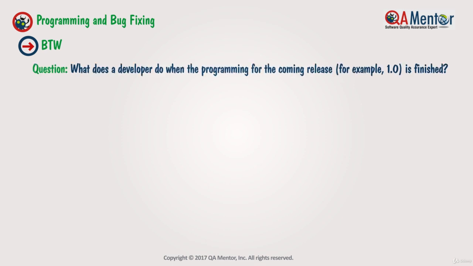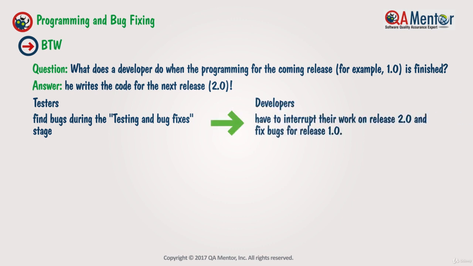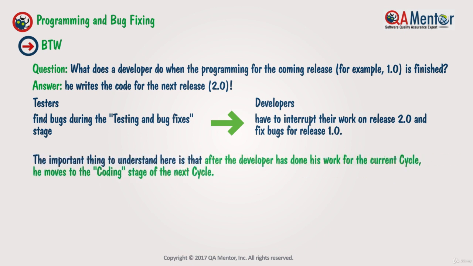By the way, question: what does a developer do when the programming for the coming release, for example 1.0, is finished? Answer: he writes the code for the next release, 2.0. So, when testers find bugs during the testing and bug fixes stage, developers have to interrupt their work on release 2.0 and fix bugs for release 1.0. The important thing to understand here is that after the developer has done his work for the current cycle, he moves to the coding stage of the next cycle.